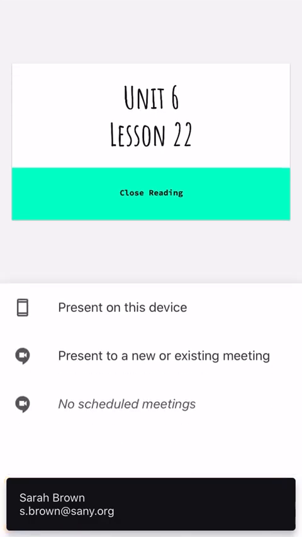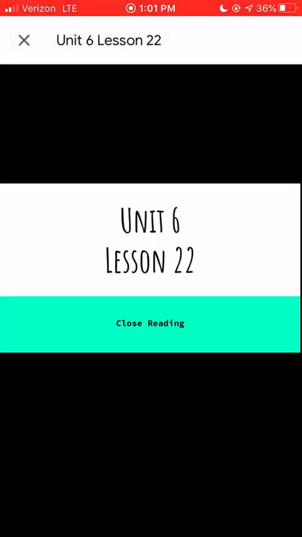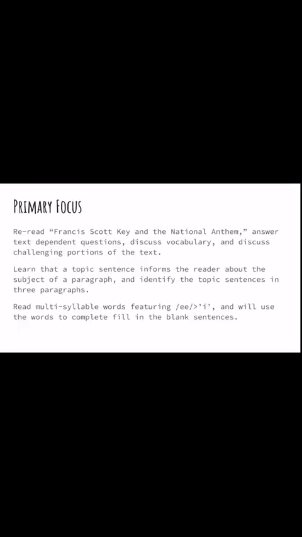Let's go ahead and go on to our primary focus slide and see what we will be doing today. We will be rereading Francis Scott Key and the National Anthem and answering text-dependent questions, discussing vocabulary, and discussing any challenging portions of the text. You will also be learning that a topic sentence informs the reader about the subject of a paragraph. You will be identifying the topic sentence in 3 different paragraphs. You will be reading multisyllable words featuring that long E sound spelled with I.